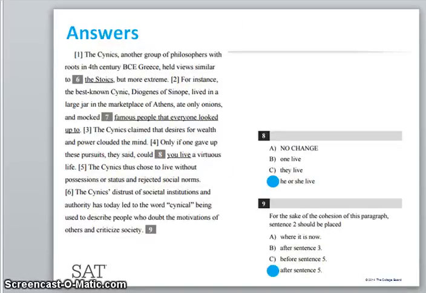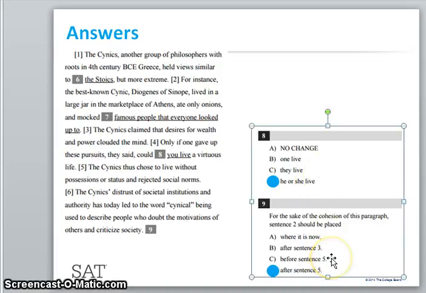Here are the answers for 8 and 9. D is the answer for 8. D is the answer for 9. Remember, these questions are very different. This one is, what do you need to change or revise? This one is, where can you insert sentence 2? Where should it be placed? It's after sentence 5 because it elaborates upon sentence 5.